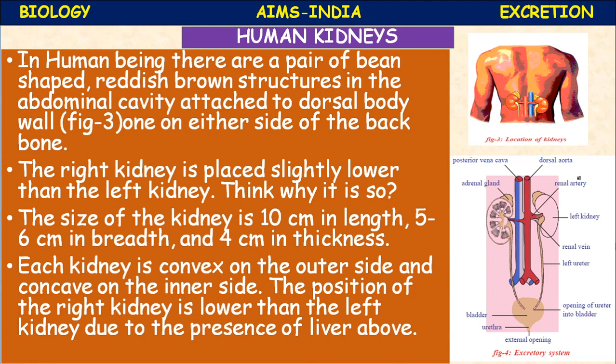So this is the position of the kidneys, and here it is our excretory system consisting of a pair of kidneys, a pair of ureters, a urinary bladder, and a urethra. The kidneys are invaded by two important blood vessels. They are the renal artery and the renal vein.